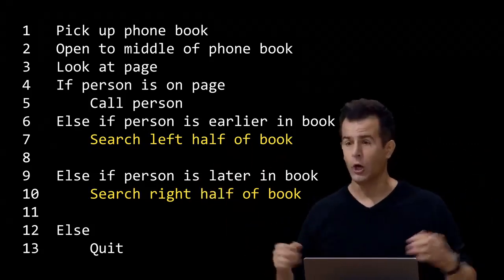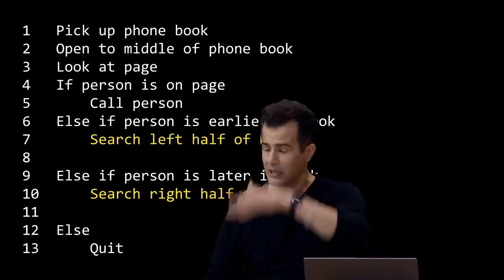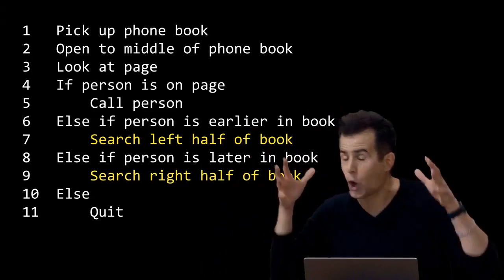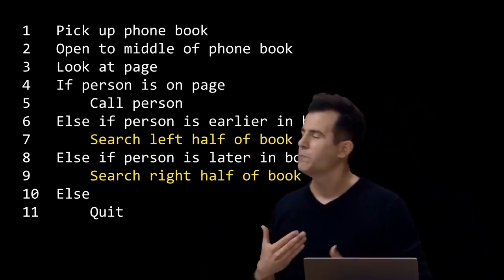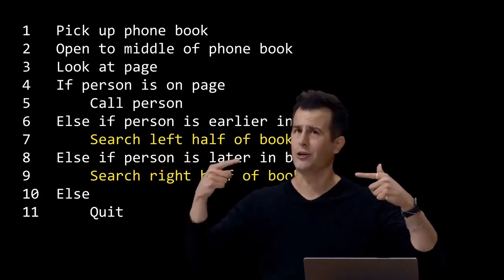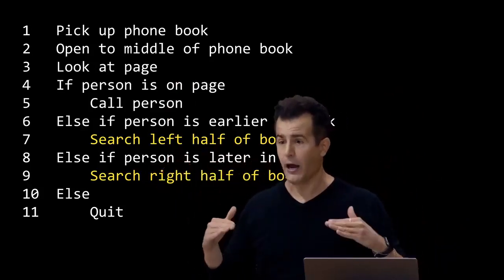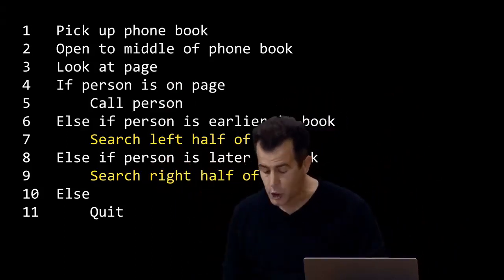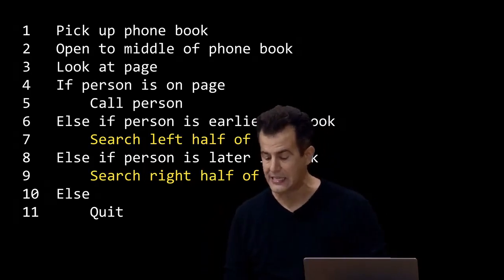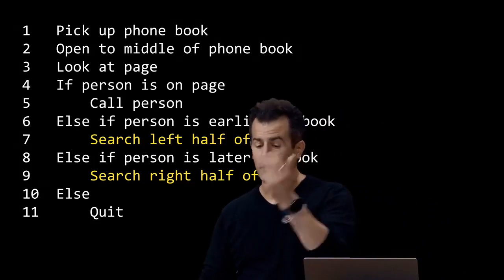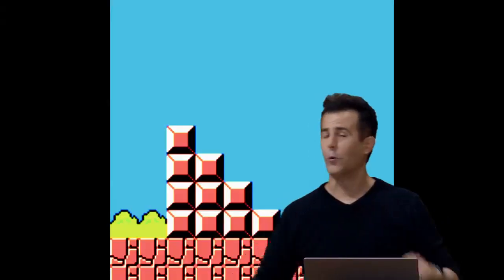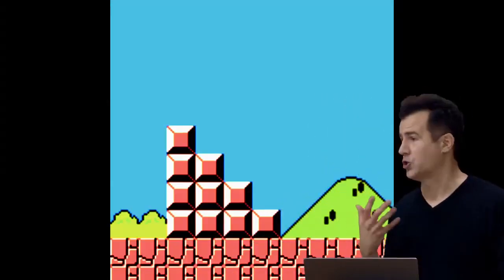Search left half of book, search right half of book. This would be implicitly, and now I can shorten the whole thing, a recursive implementation of the phone book pseudocode from week 0. And it's recursive because if this is a search algorithm and you're saying go search something else, that's fine. That's recursive. But because you're searching half of the phone book, it's indeed going to get smaller and smaller.